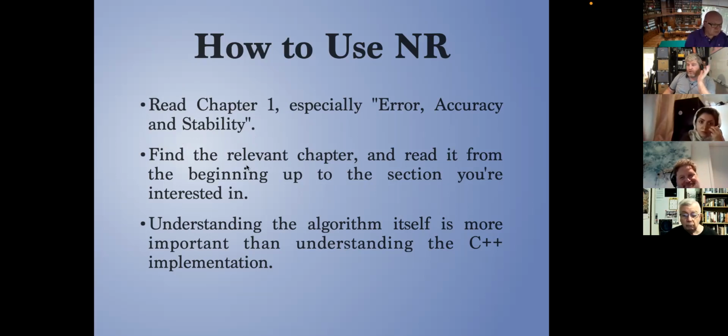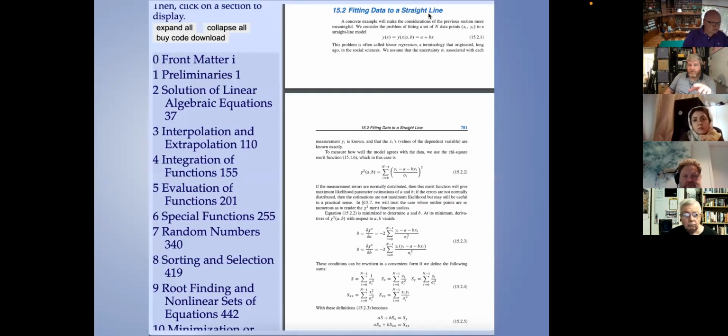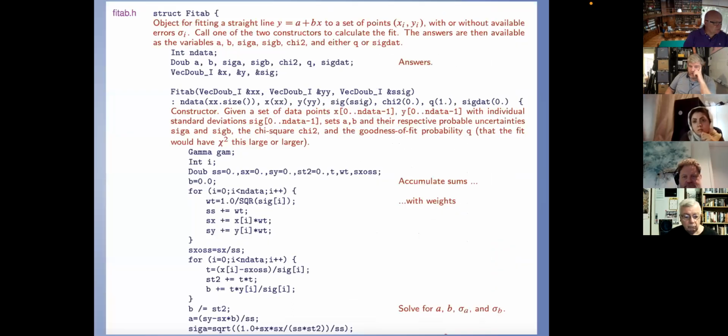What you then do is you don't read the whole book. You find the chapter you're interested in, but start from the beginning and read up to the section you need. So if you need fitting data to a straight line, go back and read the introduction and 15.1 before you get to 15.2. So read the chapter beforehand as a general rule. That's generally good advice. There'll be something they rely on.